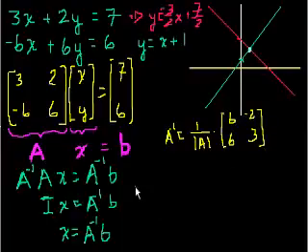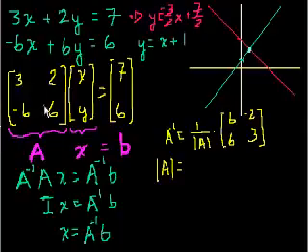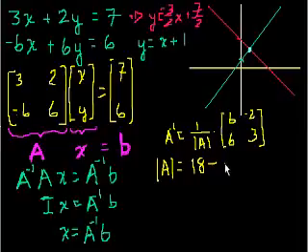And what's the determinant of A? The determinant of A is equal to this times this minus this times this. So 3 times 6 is 18, minus this times this. So 6 times 2 is 12, but that's a minus 6, so it's minus 12. So minus 12 is equal to plus. So 18 plus 12 is equal to 30.